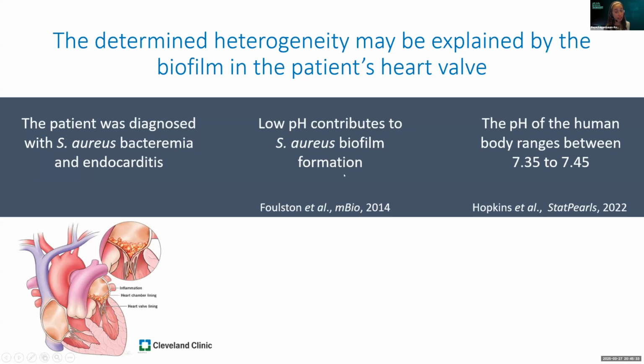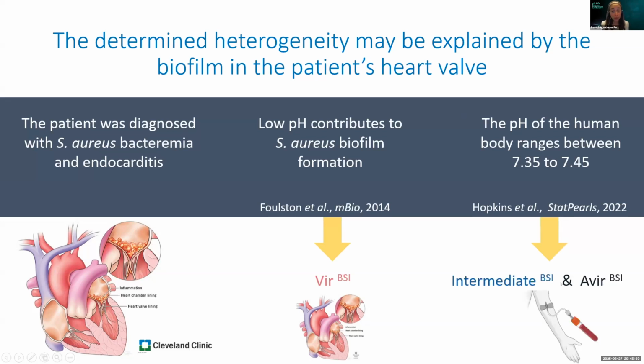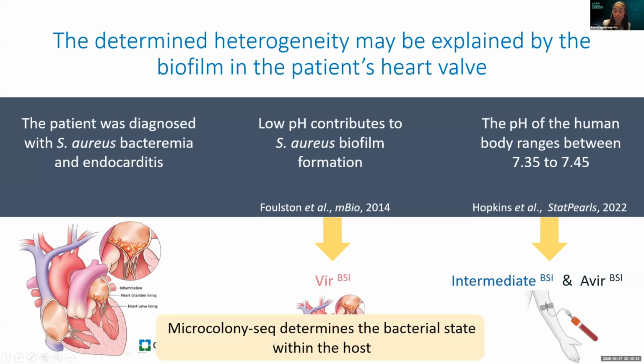The biofilm of the Staph aureus is slightly acidic, meaning that we can assume that the virulent subpopulation was actually containing a memory of the biofilm environment, while the other 2 subpopulations, the intermediate and the avirulent one, were planktonic bacteria from the blood. So microcolony-seq determines the bacterial state within the host.